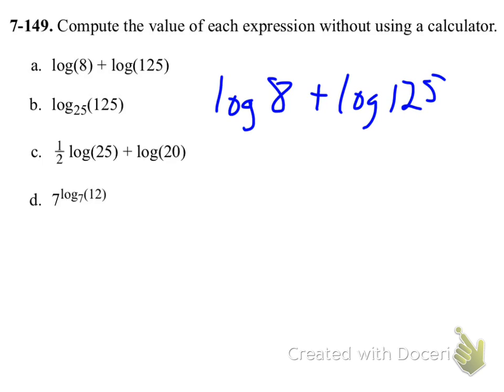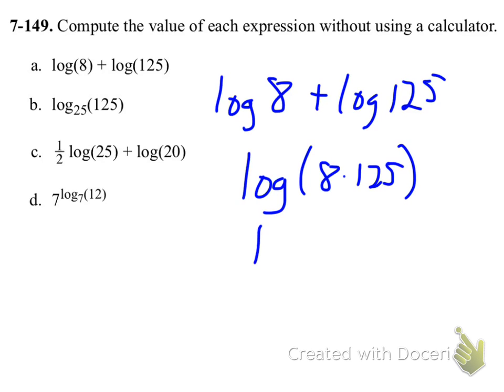First thing we need to know about this is both of these logarithms do not have a base written in, and if there's no base written in, it is a base of 10. So just like in your calculator where it doesn't have a base written in, they're base 10. If they have the same base, I can then use the product property of logarithms to write it as one log. So I can write it as 8 times 125. So this now is log of 1,000.